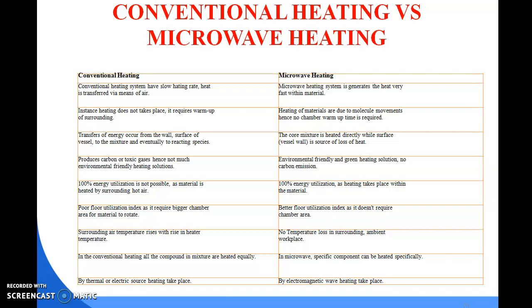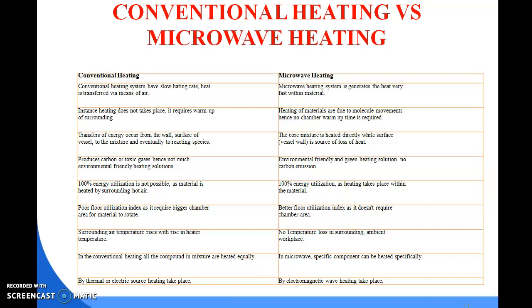In conventional heating, transfer of energy occurs from the wall surface of the vessel to the mixture and eventually to the reactive species. In microwave heating, the core mixture is heated directly while the surface stays cooler. So these are the advantages over conventional heating. In conventional heating, surrounding air temperature rises with a rise in heater temperature. Here, no temperature loss occurs to the surrounding ambient workplace.